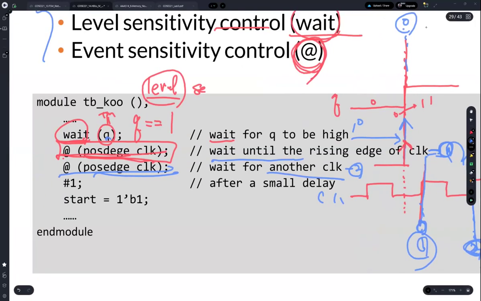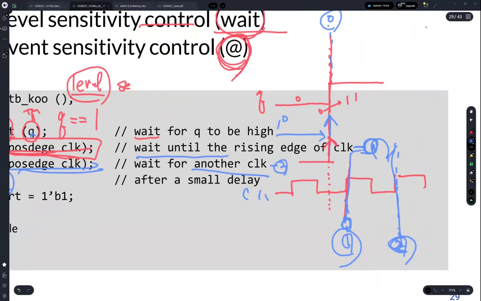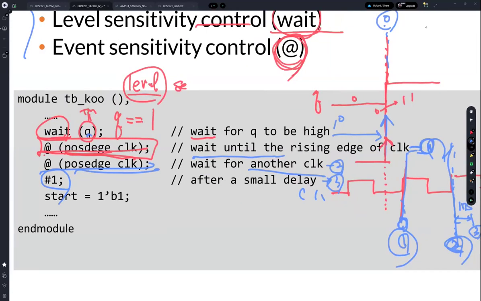And we can find the delay. So if this timing is 3, then after 1 nanosecond, right, then this is this time. So what does that mean? It represents that we wait until Q is true, and then after that, we wait 2 rising edges of clock, and then after 1 nanosecond, start becomes 1.